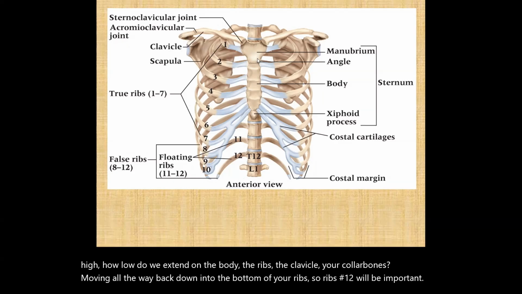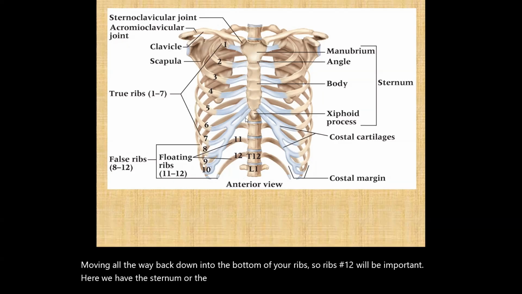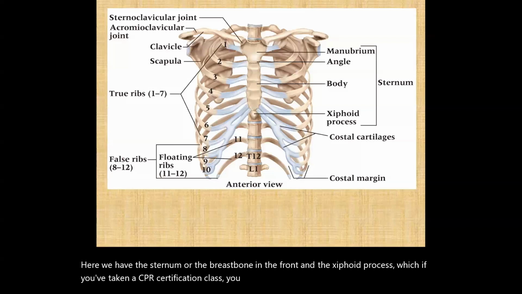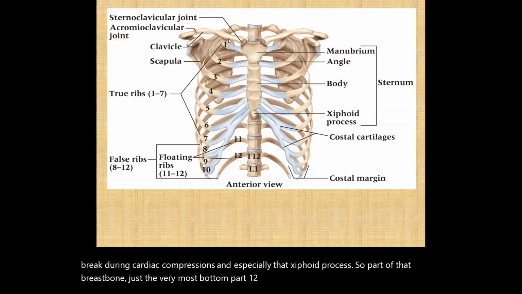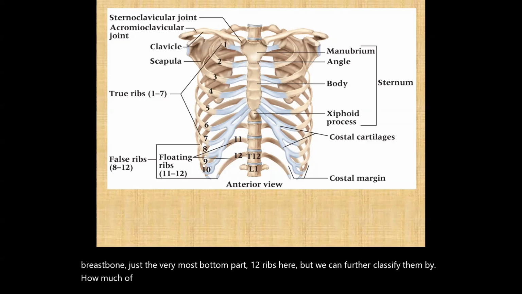Here we have the sternum or the breastbone in the front and the xiphoid process, which if you've taken a CPR certification class, you may have heard that it's not uncommon for ribs to break during cardiac compressions and especially that xiphoid process. So part of that breastbone, just the very most bottom part. 12 ribs here, but we can further classify them by how much of them actually join to that breastbone itself.